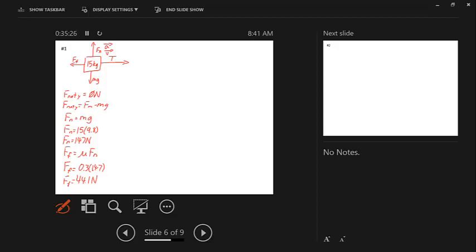So, are we good with this part here? Kind of, yeah. All right? So we have frictional force now. Okay? And here's what we know of F net in the X. F net in the X should be what?